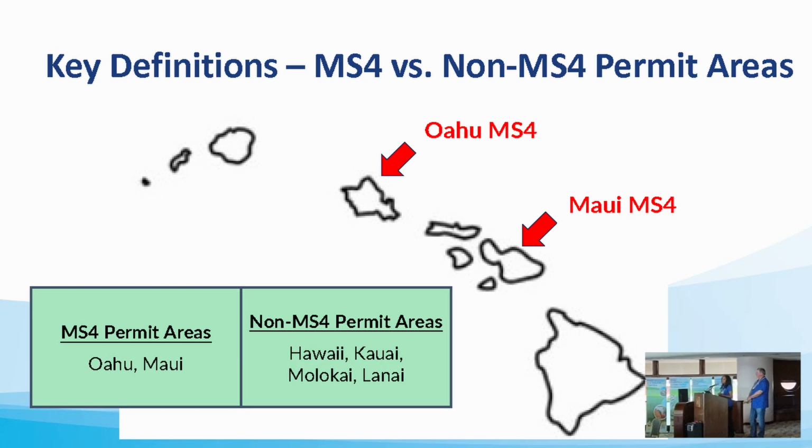So the manual differentiates between MS4 and non-MS4 permit areas. Because of the MS4 permit requirements, the MS4 permit areas, which are Oahu and Maui, will have more stringent programmatic requirements under the manual, and the non-MS4 permit areas, which are all the other islands, Hawaii, Molokai, and Lanai, will have fewer requirements under this manual.